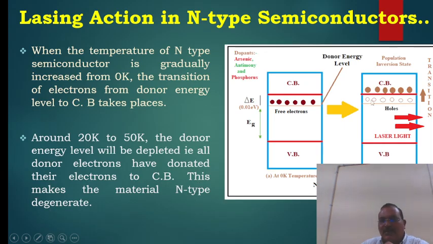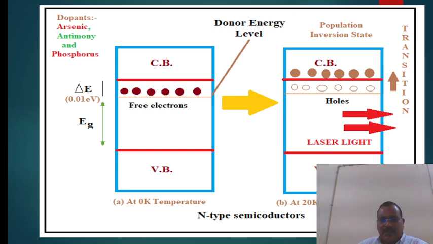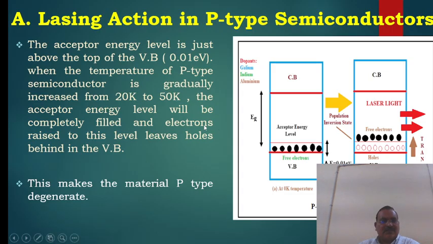N-type degenerate. That is how we are able to get the population inversion state at this step. If there is a population inversion state, we get the laser light. This is the basic lasing action in N-type semiconductor. Okay, let's take the example of P-type. Again I mention the same diagram, P-type semiconductor. Now in P-type, this is the acceptor energy level, and the acceptor energy level is just above the valence band, because that is a fully filled band.